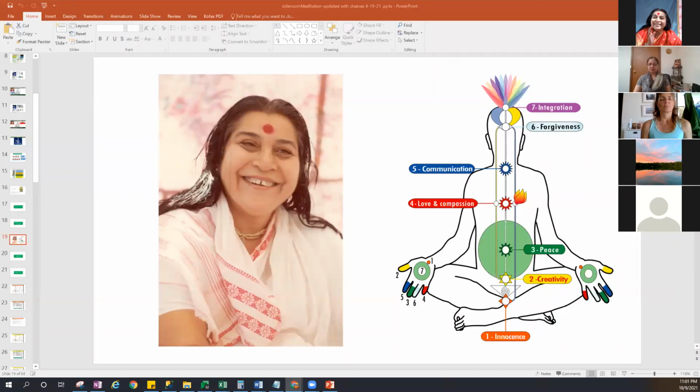A few normal breaths. And again, nice deep breath in. Moving our attention down to the base, holding our breath and the attention at the base. Mother, please awaken the essence of the Mooladhara principle within me. Please establish innocence within me. Slowly breathe out.